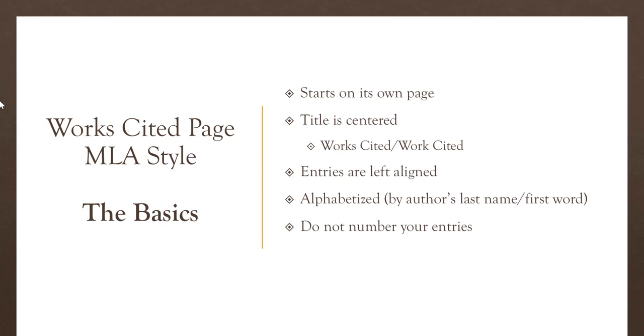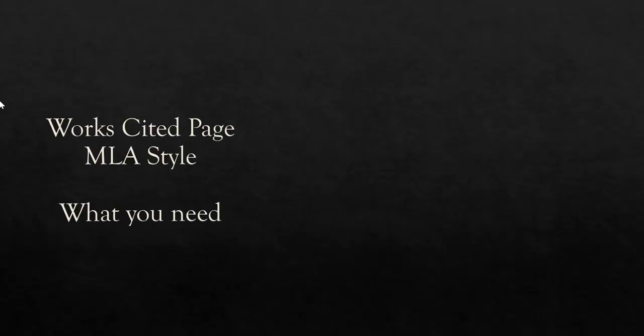All of your entries should then be left aligned, and they should be alphabetized by the author's last name or the first word of the article, and I'll show you what I mean by that when we take a look at an example. And do not number your entries. That's a common mistake that I see, but it does not need to happen. Everything is organized through alphabetization. So here's the information that you need to gather about any given source in order to complete an entry on your Works Cited page.